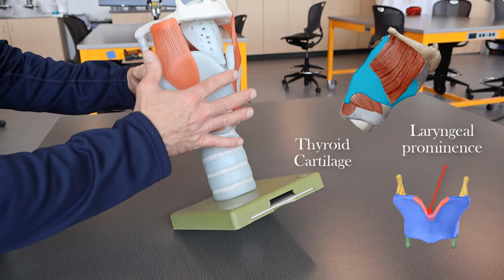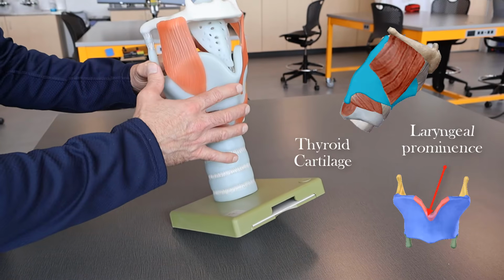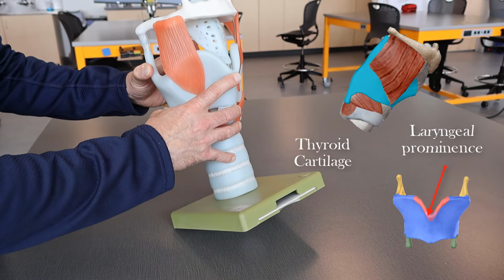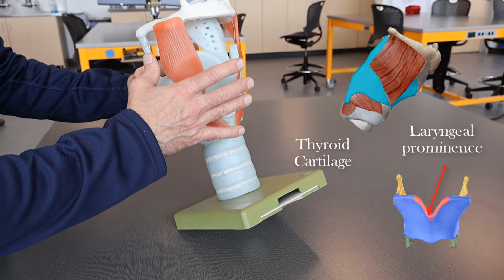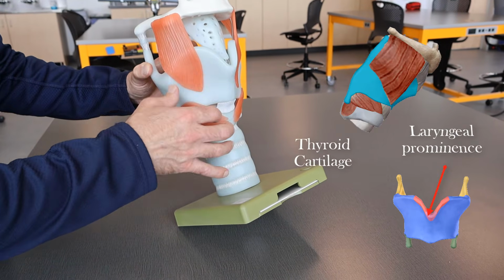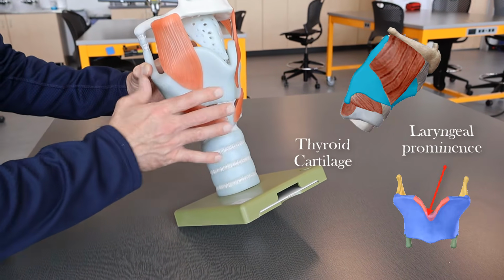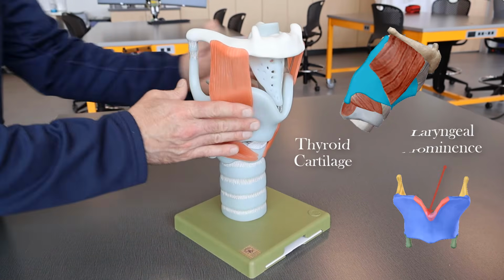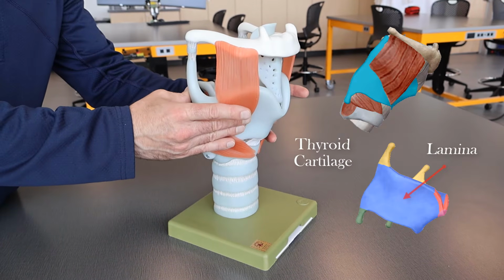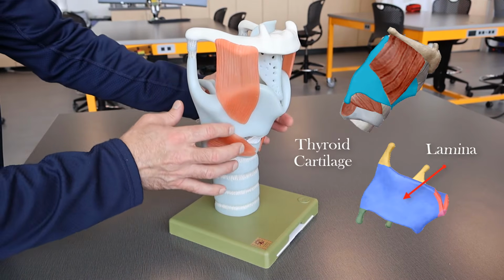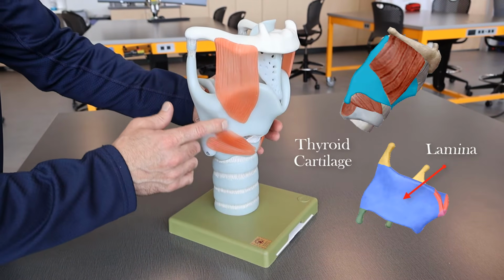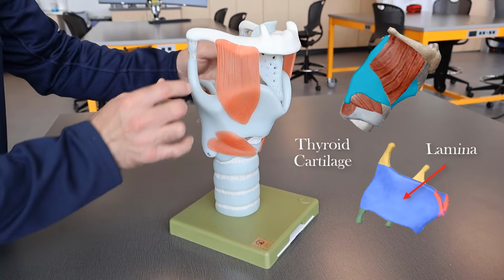This is called the laryngeal prominence right here, and this is a palpable bony landmark. On males, you can see this more prominently, and it's called the Adam's apple in layman's terms. So that is the laryngeal prominence right in the middle. On either side, we have a lamina. This is the lamina on the right side, lamina on the left side, and then there's an oblique line that would serve as attachment points for muscles.